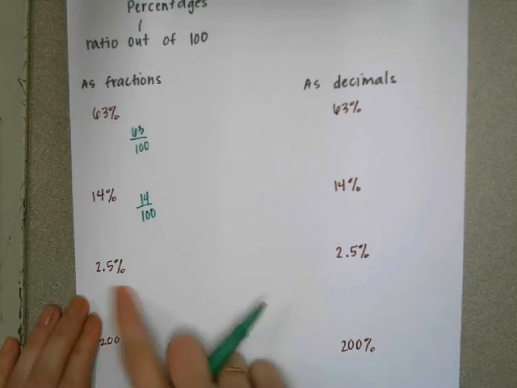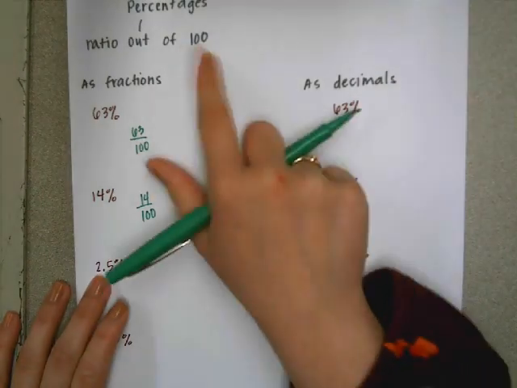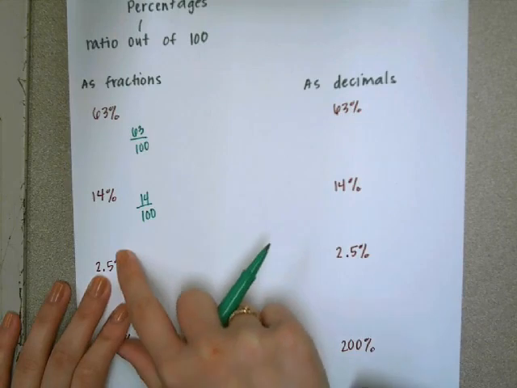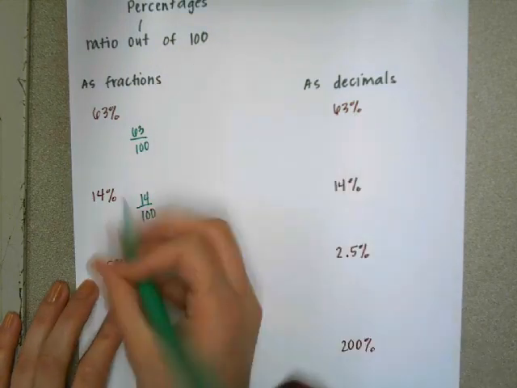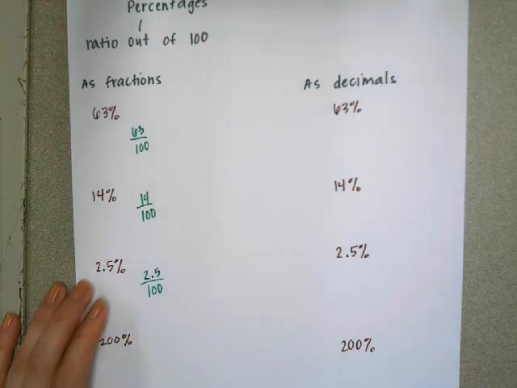Same with 2.5. Now, just because there's a decimal doesn't mean that it's not out of 100. It's still out of 100. Percentages are out of 100. So this would be 2.5 out of 100, written like this.